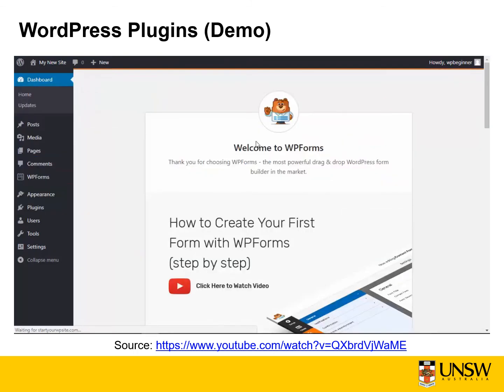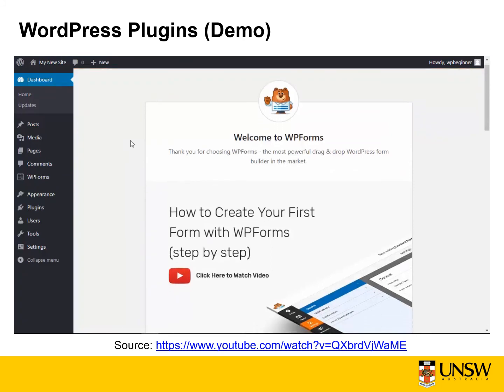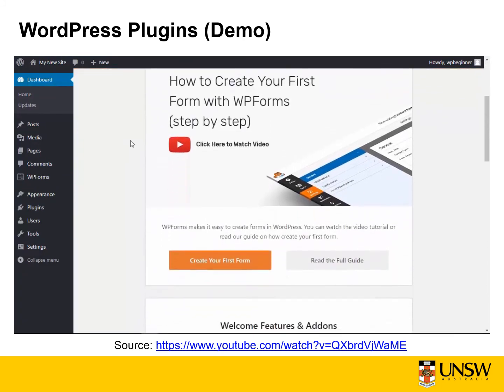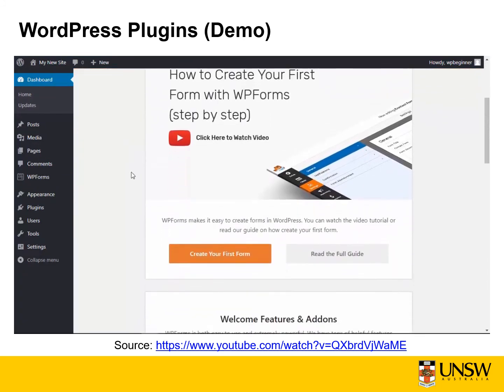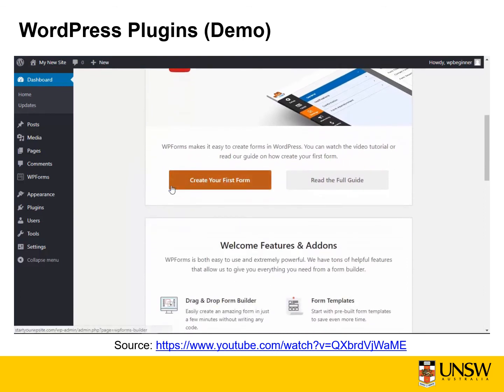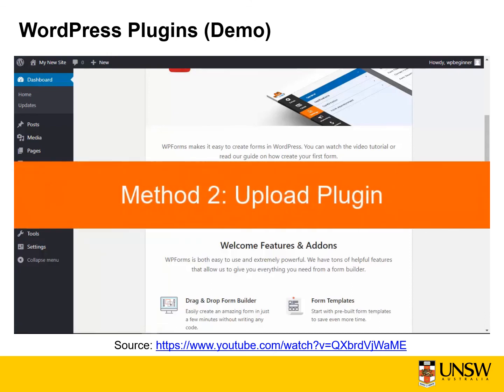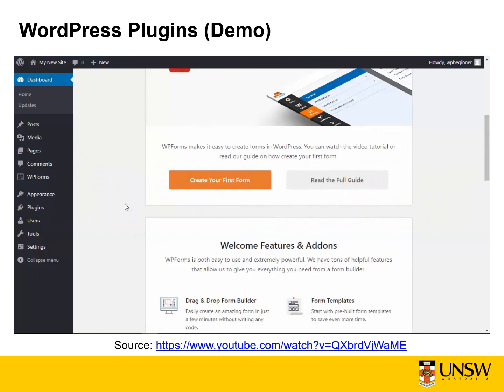Once I click Activate, it'll activate the plugin, and each plugin will be different. For WP Forms, I'm now taken to the dashboard of the form where it easily walks me through how to create my first form. So that's the first method, and it's by far the easiest, but it's also utilizing only the free plugins that are on the WordPress directory. Now the next method is, say you've purchased a plugin and you've downloaded it from the plugin website, you'll need to upload it on your own. So let's do that next.